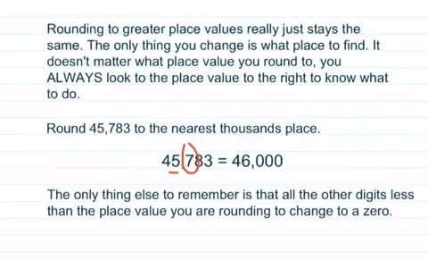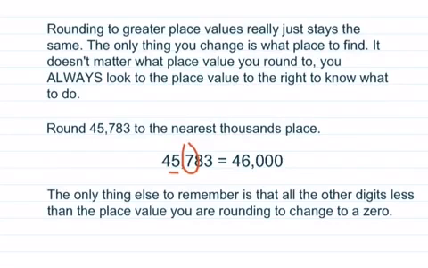So in this case, I'm going to round 45,783 to the nearest thousands place. Well, first thing, you find the thousands place, and that's the 5. And then the digit to the right is the 7. 7 is greater than 5, so I round up. So 5,000 will round up to 6,000. So therefore, I have 46,000 is my answer.